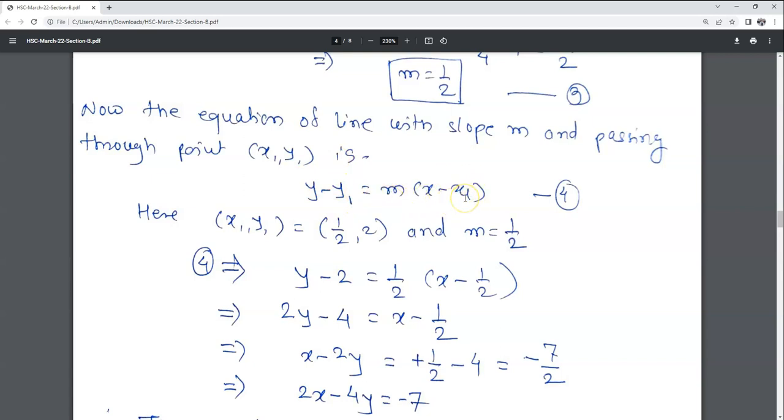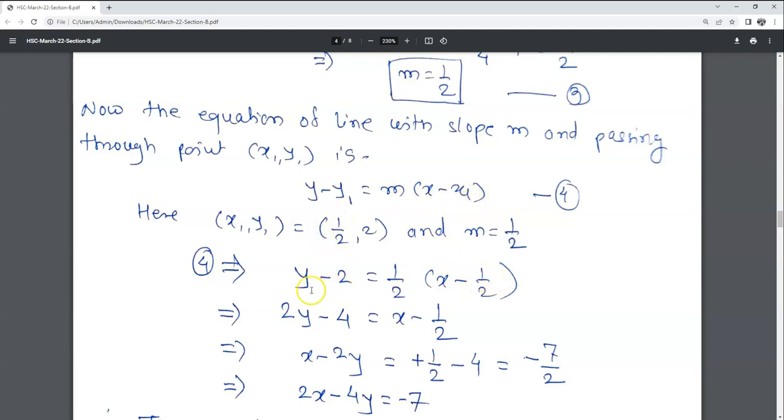Here, what are x1 and y1 given? 1/2 and 2. Correct. And what value of m did we get? 1/2. Just put these values here. It's easy. y minus 2 because it is y1. 1/2, that is the m value. x as is, minus x1. So the value of x1 is what?